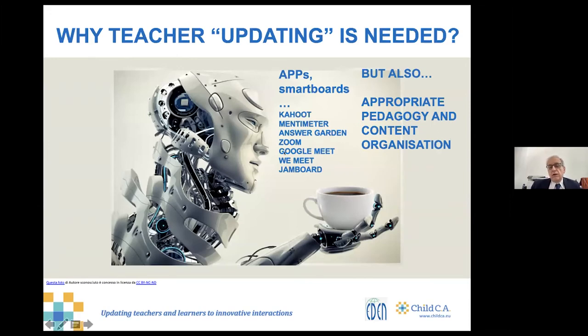Obviously, there are some technological aspects, as Urban already anticipated, and here they are depicted by this image of a robot offering a coffee. There are applications, Kahoot, Mentimeter, AnswerGarden, and all the platforms to communicate, Zoom, Google Meet, We Meet, and so on. There are smart boards that Elena introduced here in Pavia. They are not really so immediate to use.